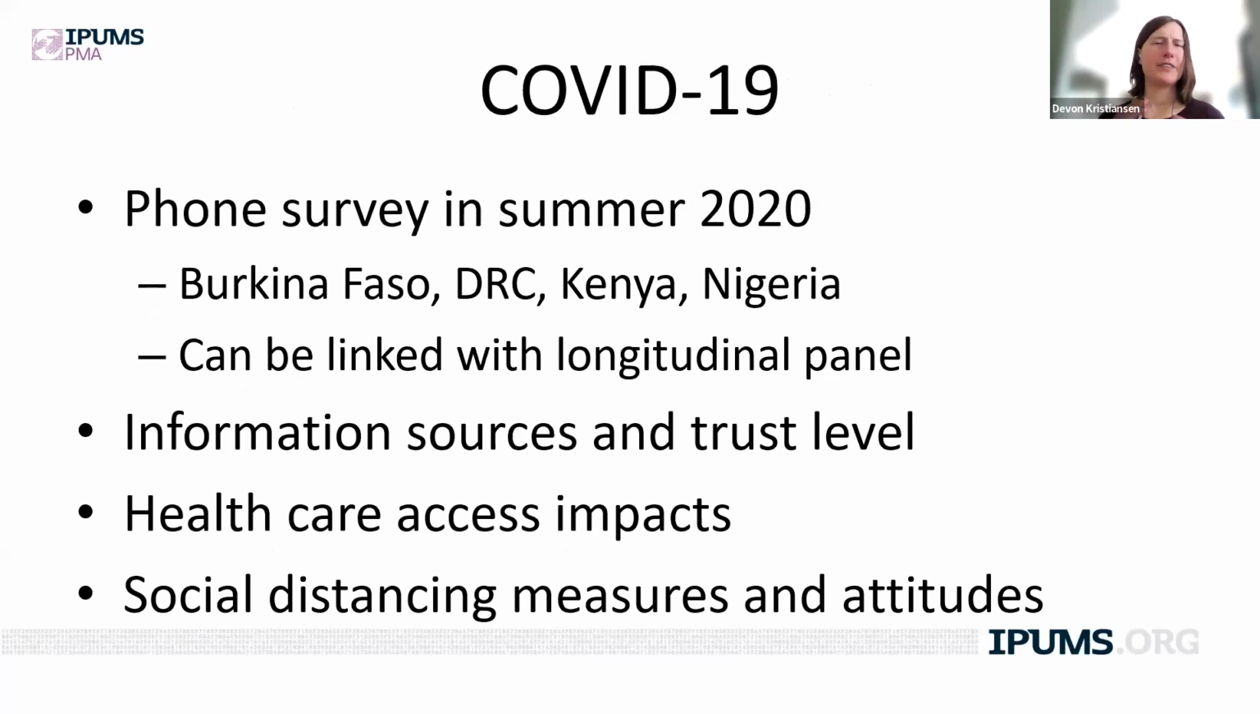And then one kind of oddly fortuitous timing for the fielding of the longitudinal panel data is that in 4 countries, Burkina Faso, the DRC, Kenya, and Nigeria, they fielded the very first baseline survey in late 2019. And then with the onset of COVID-19 restrictions, they quickly pivoted and fielded a phone survey that can be linked with the longitudinal panel on how COVID-19 restrictions were affecting women's access to healthcare, in particular for family planning.